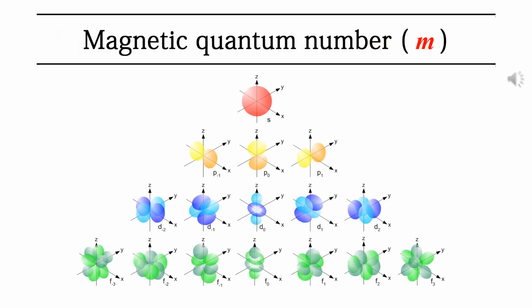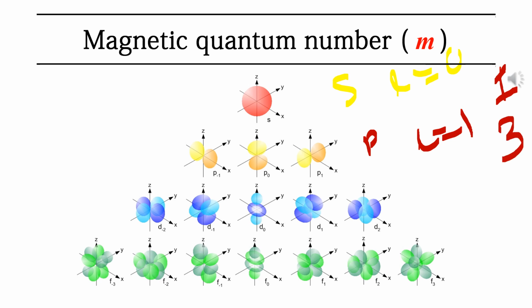Here are the examples. For s orbital, that means L is 0, only one magnetic quantum number exists. For p orbital, that means L is 1, 2L plus 1 is equal to 3. So therefore 3 magnetic quantum numbers exist. We give numbers to these as -1, 0 and +1. For the s orbital, only 0 we have.